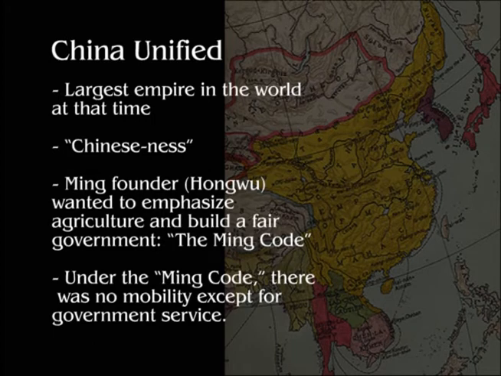So if you flip the slide, you see that under our early Ming emperors, like Hongwu, China is unified. North and south are brought back together again. China has the largest empire of the world, and we can see, if you look at that map, some of the holdings that it was collecting tribute from.